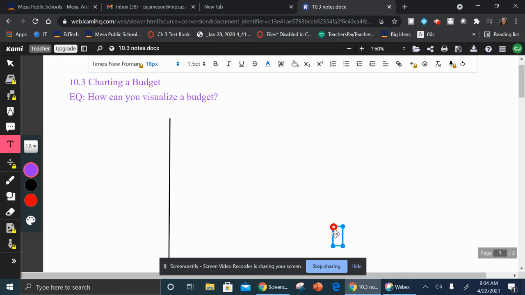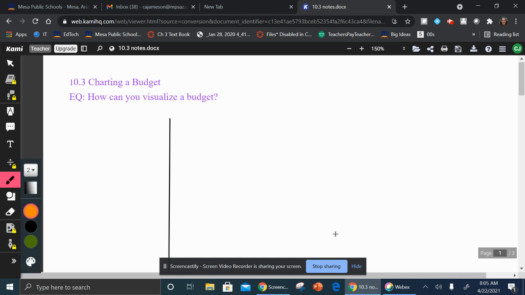Morning. So today we're going to work on the section that's charting a budget. Our essential question: how can you visualize a budget? The way that we are going to visualize it is with a pie chart, or a circle graph.